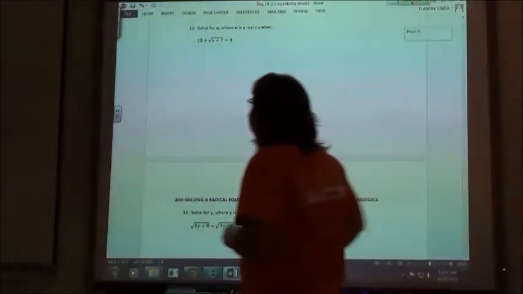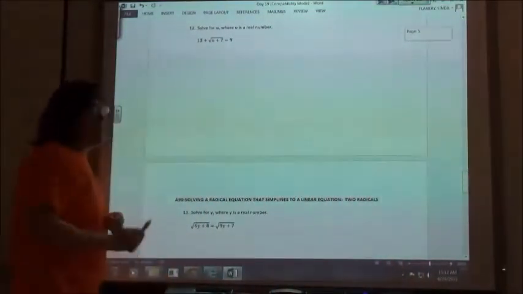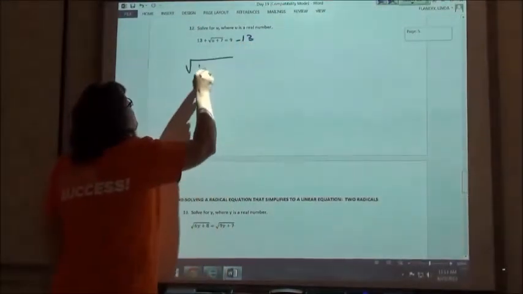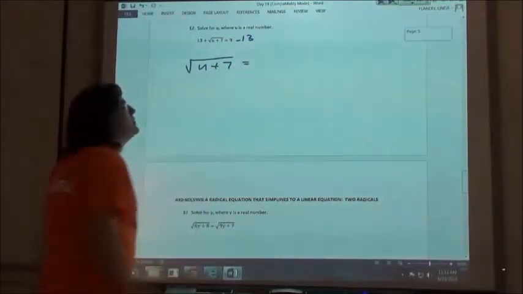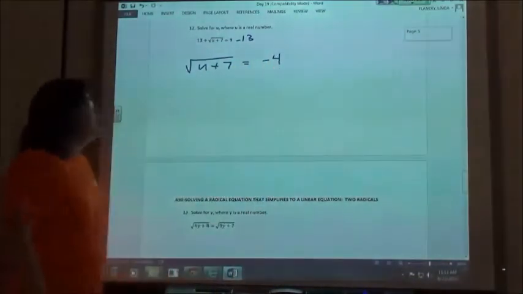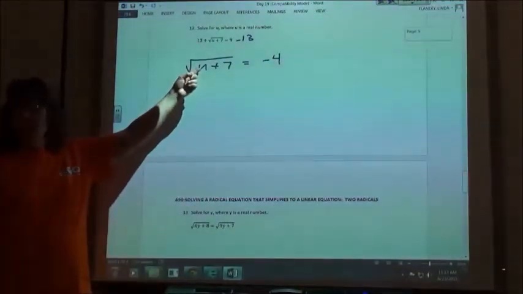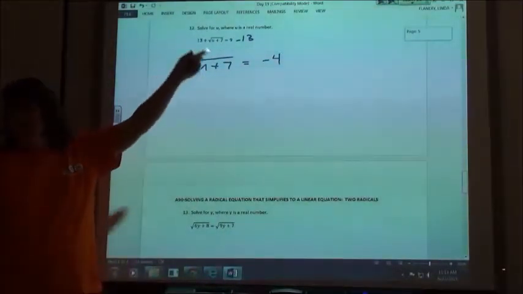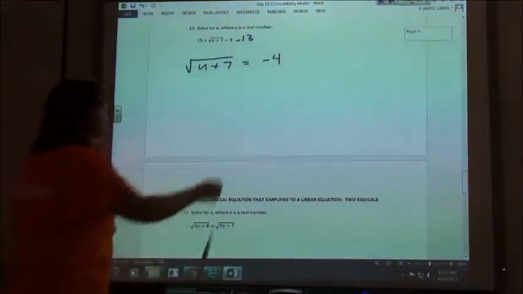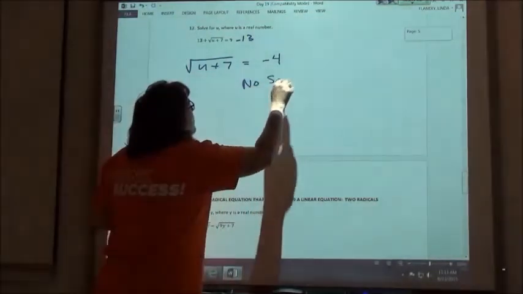So on number 12, first thing I'm going to do is subtract my 13. I would get the square root of u plus 7 equals negative 4. In this case, you may already recognize that if I have a square root, it's never going to be able to equal a negative number, right? You could stop there and say, oh, no solution.